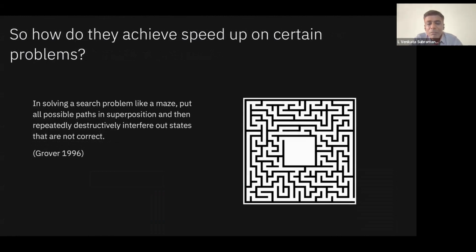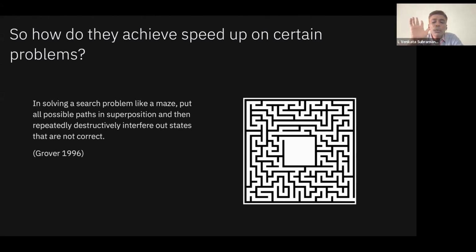So what kind of power does it give? Let's take this maze. You want to solve this maze and find a path from the center to the outside. How do you do it on a classical computer? You will try out each and every path. You'll try path 1, path 2, path 3, and each and every path until you are able to find the path which takes you out.